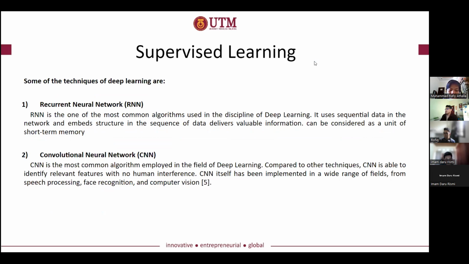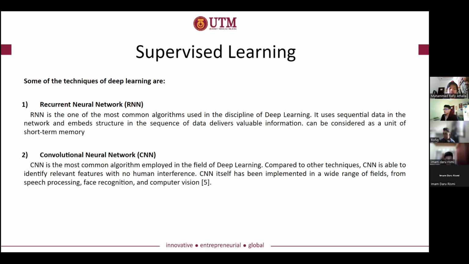Here, we will cover mostly supervised learning, because in other papers, such as the one on deep learning for medical images, it mentioned that CNN, which is a part of supervised learning, is used as the architecture. The first architecture covered is the recurrent neural network, or RNN, which is a common algorithm used in the discipline of deep learning. It uses sequential data in the network, embeds structure in the sequence of data that delivers valuable information, and can be considered a unit of short-term memory.